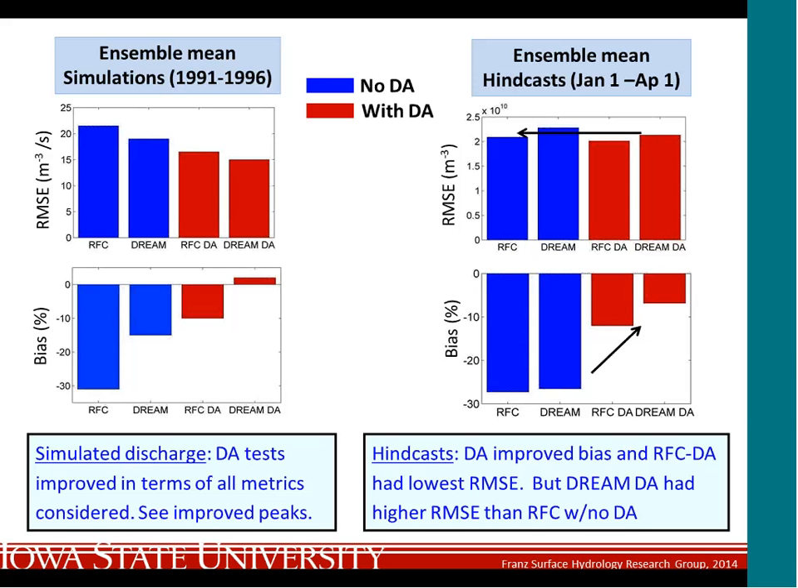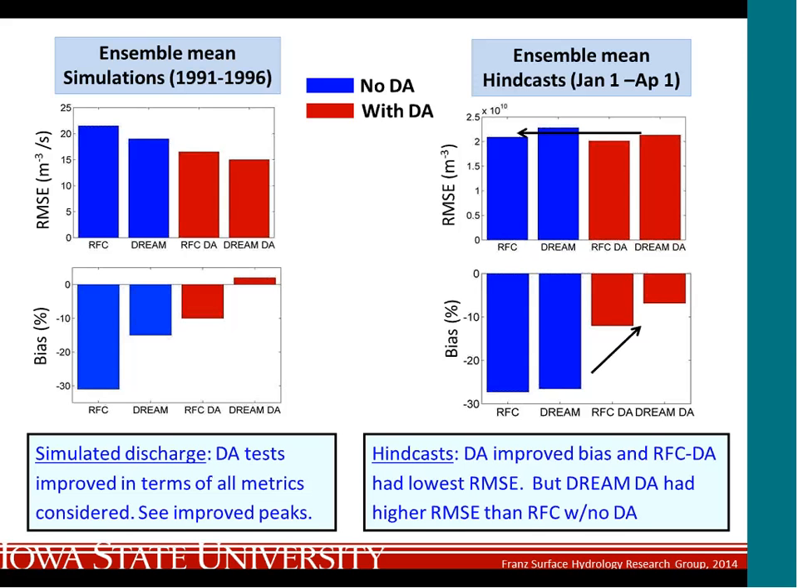Over here on the right-hand side is an evaluation of the hindcast ensemble mean. I averaged all of the forecast dates together just to summarize the results. If we look at, for example, the RFC parameters, this RFC here is without DA, and this would be the RFC parameters with the DA. Looking at the hindcast, we do see a little bit of improvement in the ensemble mean forecast through the use of DA. It's definitely not a significant improvement.